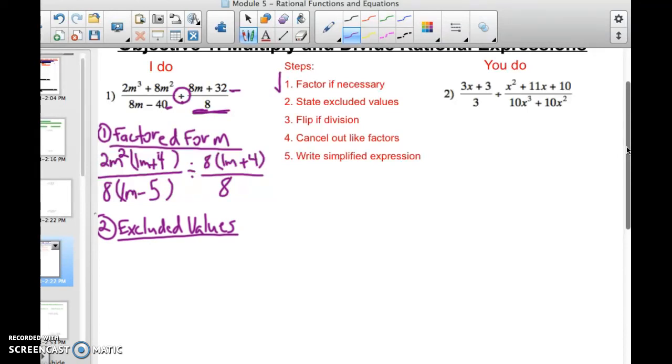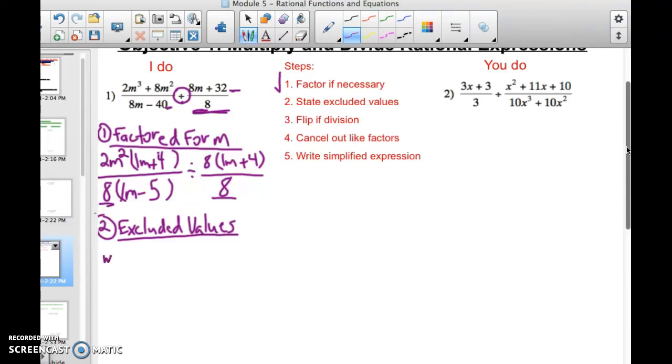Because there will be numbers that the variable can't be, because that number would make that factor 0, and you cannot have 0 in the denominator. So the only factor I see, because again, this 8 is not a factor, and that 8 is not a factor, because they don't have variables, they're just numbers, they're fine. The only factor is m minus 5.